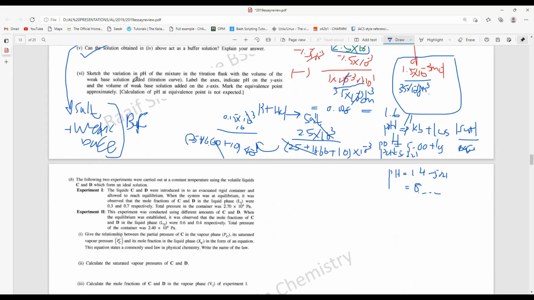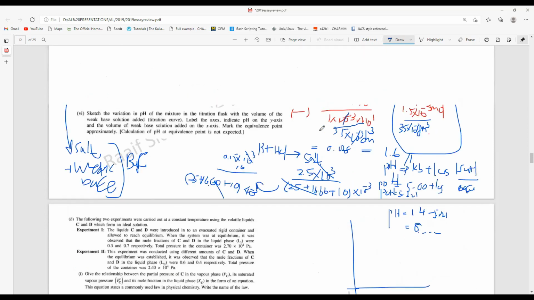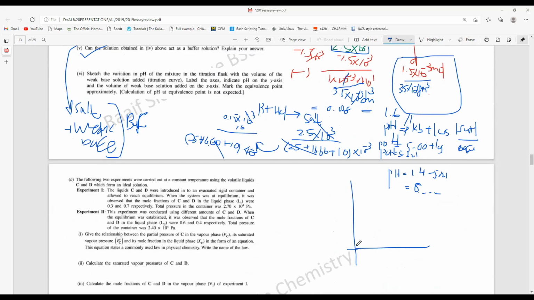Next question: sketch the variation of the pH of the mixture in the titration flask with the volume of the weak base solution added and label the axes. Indicate the pH on the y-axis and the volume of the weak base solution on the x-axis. Mark the equivalence point approximately. So basically, it is like this, right? You start from the acidic solution because you have the acid in the flask. This is a strong acid, weak base titration. So it will start from around 1. We don't need to put the values, but then it should have a nice vertical portion, and then it should go like this. So this is the way you need to draw this one.